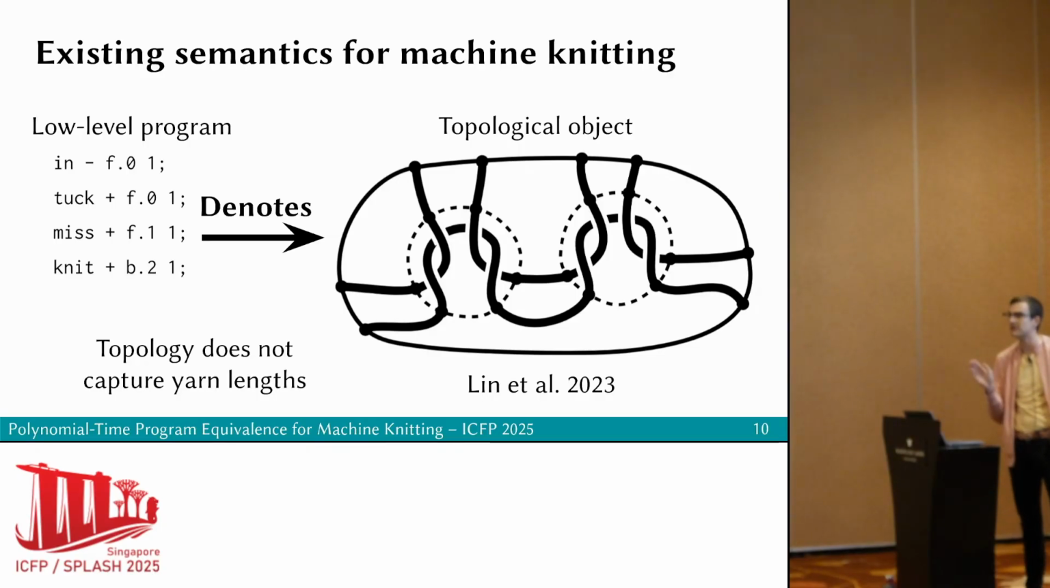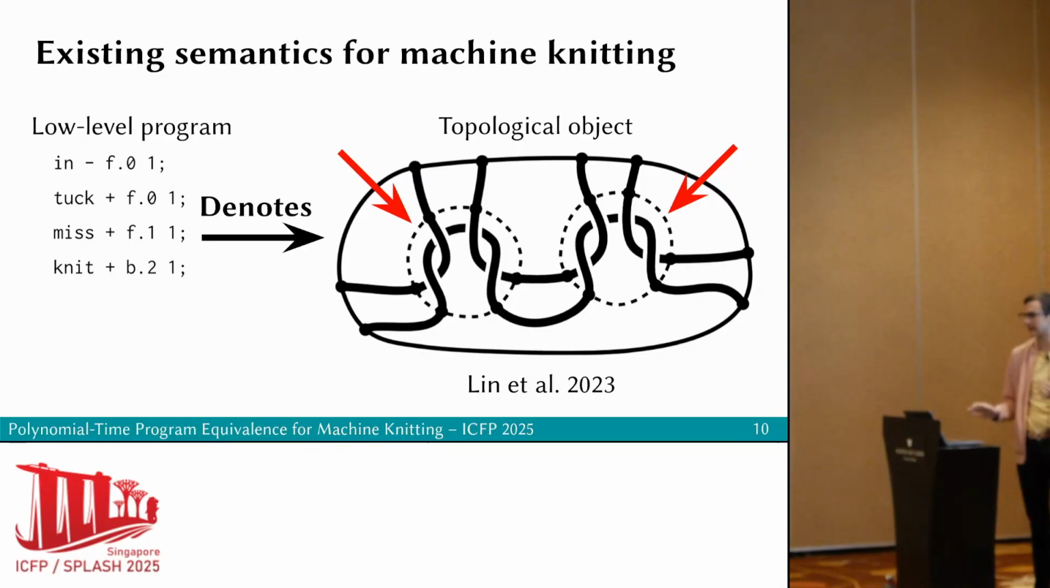The two knitted objects actually have to have similar yarn lengths as well as the same topologies in order to look and feel the same. So this prior work and our work by proxy don't consider the yarn lengths, so that's a slight limitation, but we do believe that those yarn lengths could be added in. We're just focused on the topology for now.